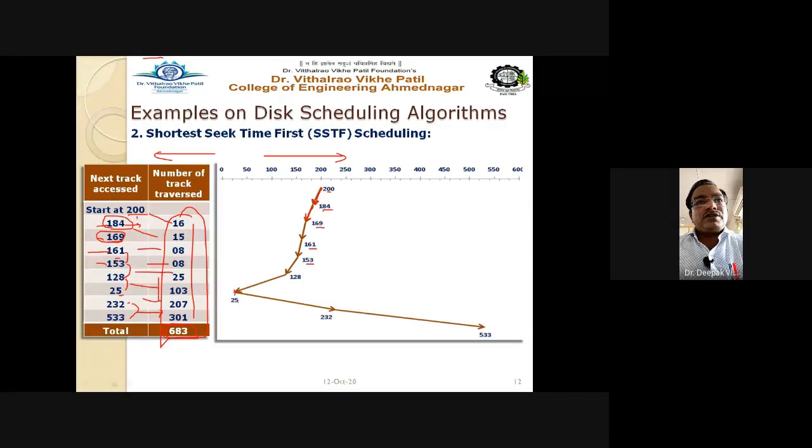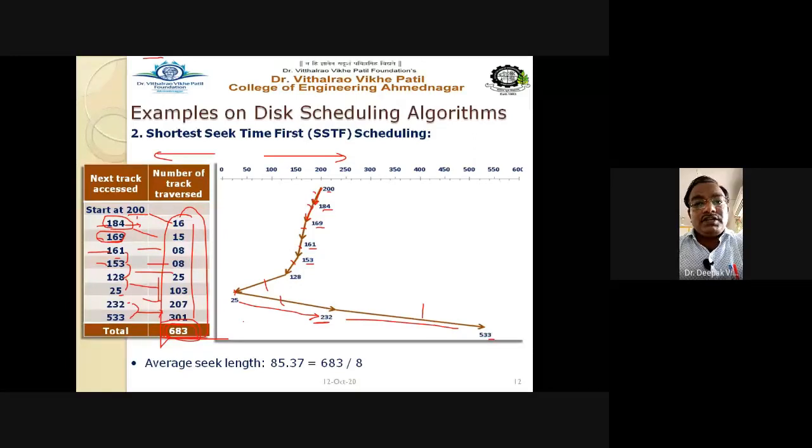Now there is no further request in this direction, and only two requests are remaining, 232 and 533. So of course it has to go to 232, and then the only remaining request is 533. So this is the total. All these distances you have to add, and the total seek length comes out to be 683, and the average seek length is 683 divided by 8.